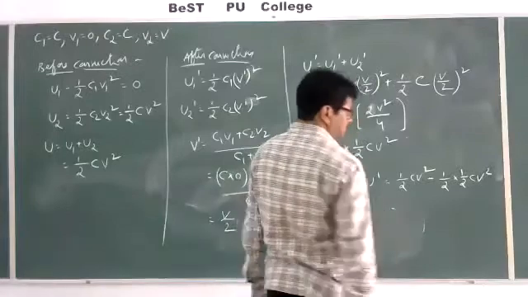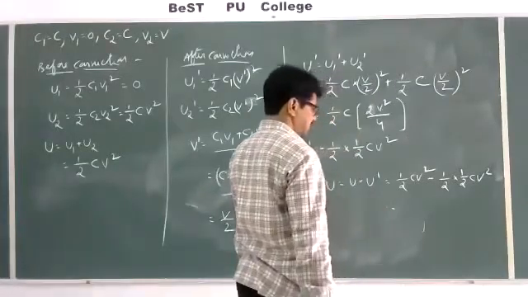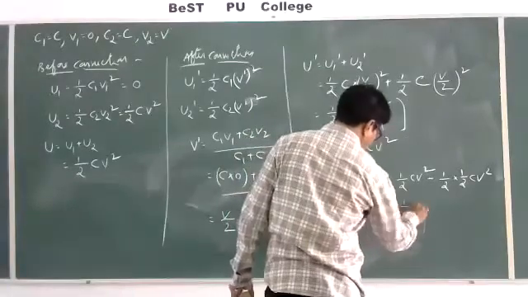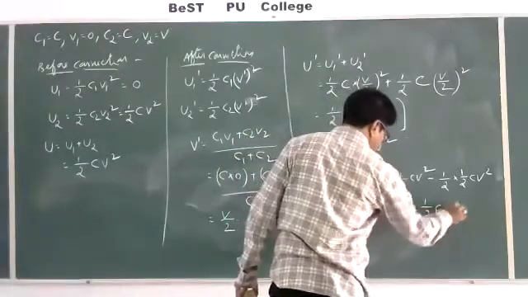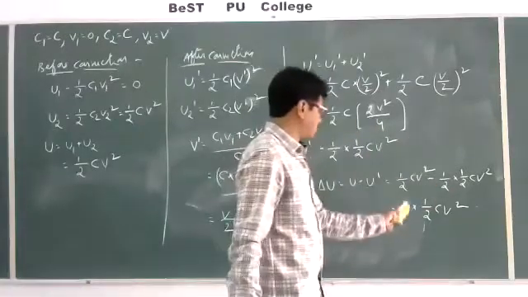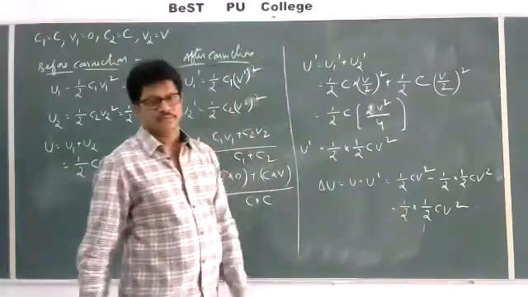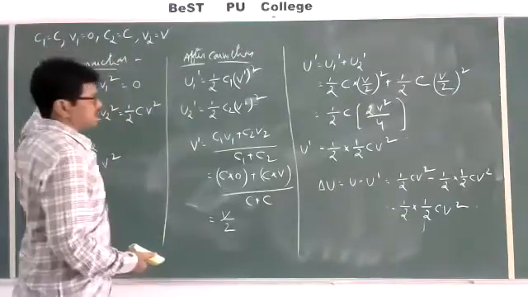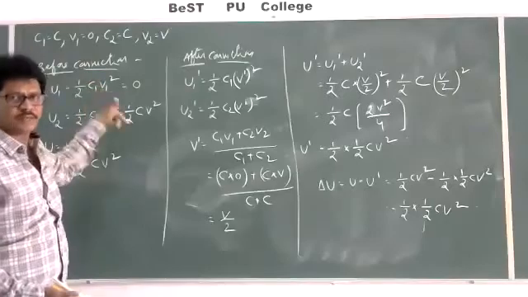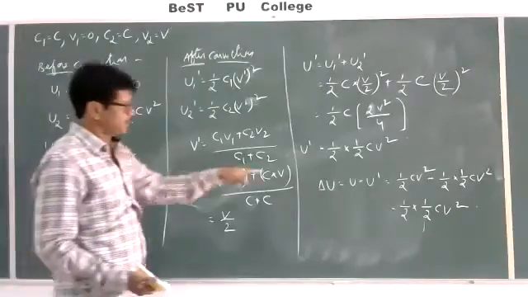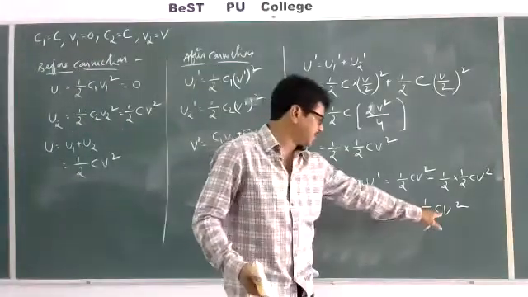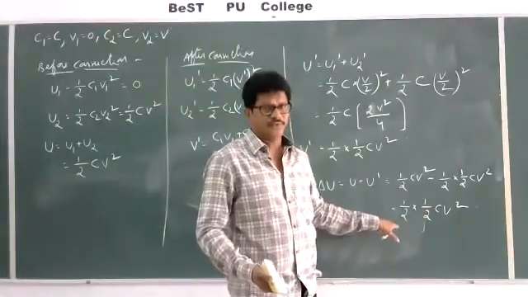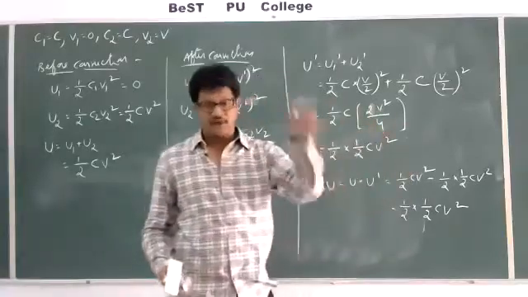So which is equal to half into half CV square, 1 minus half, half. That is nothing but if one uncharged capacitor is connected to another similar charged capacitor, 50% of the initial energy will be lost. 50% of the energy will be lost.